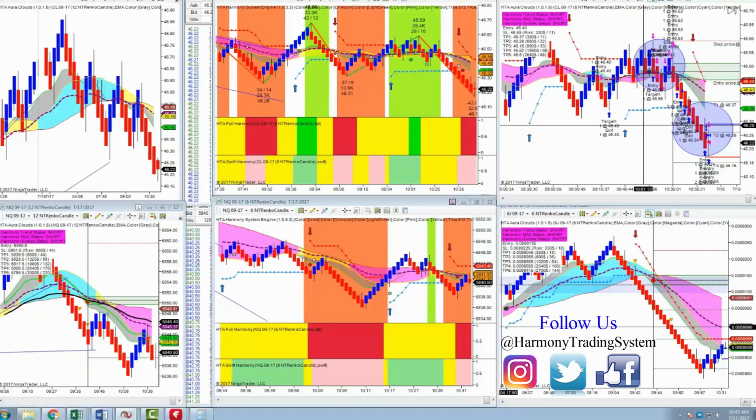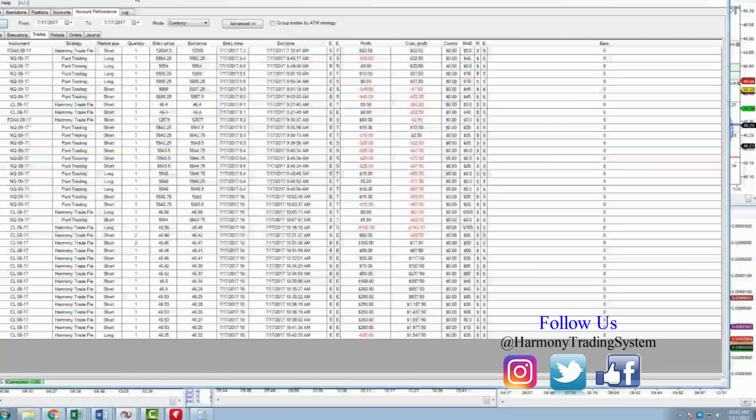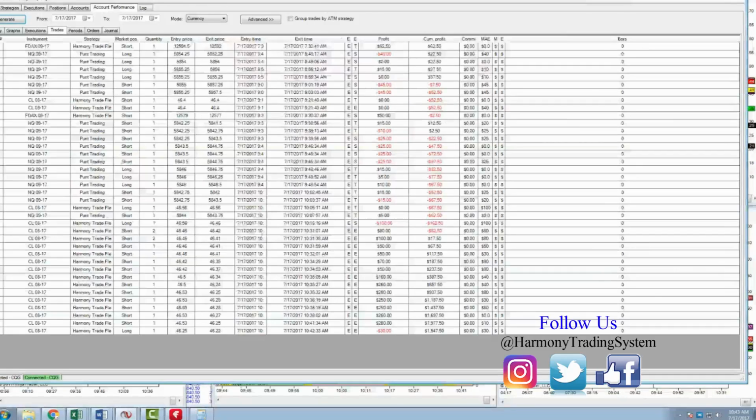It wasn't pretty at the beginning. I mean, they bounced it around, but here we go. Oh, I think we made like around 2100. We were down like 162 before that trade. Yeah, about $2,100 on that trade. All right. Well, that's the way to do it.